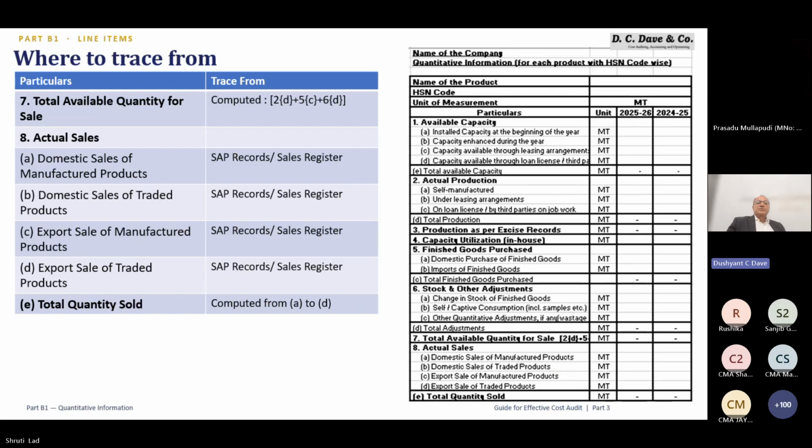Similarly, samples distributed free of cost must still be considered. Many companies forget to include these quantities. And remember, physical movement is very important. Whether or not revenue has been recognized is irrelevant. So while you are doing a quantity reconciliation, please don't confuse it with whether it was a sale or not, or a regular sale. Just focus only on the quantity tally.